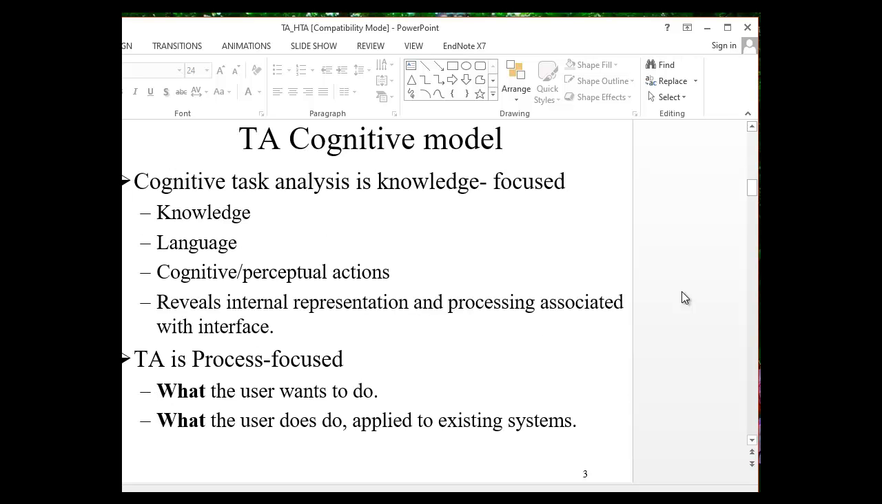So this is the second slide, and here we will discuss the task analysis cognitive model. This model is purely based on knowledge focus. The very first bullet: do you have the knowledge to solve the task? If you don't have knowledge, how can you solve the problem? You will not be able to solve that problem. So the first thing is that you must have knowledge for that.